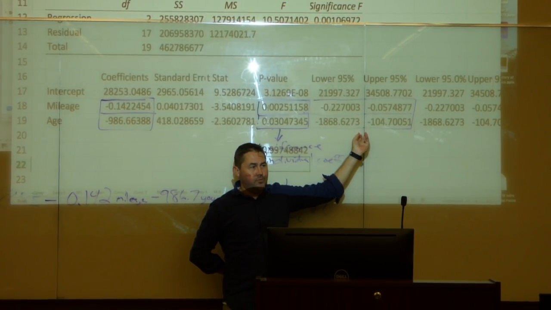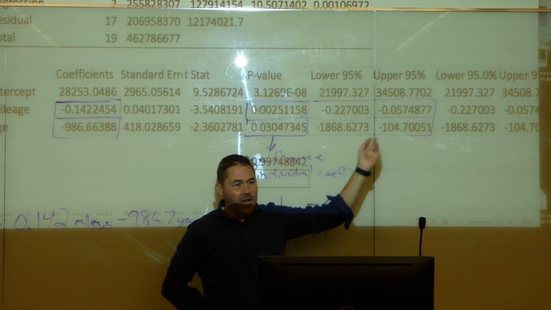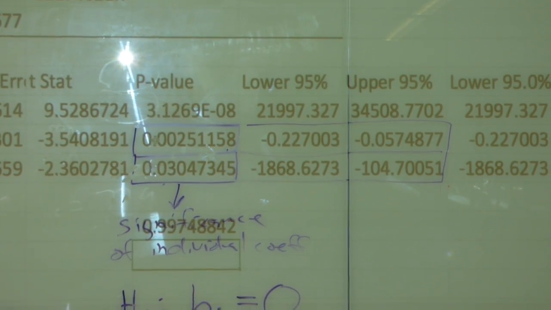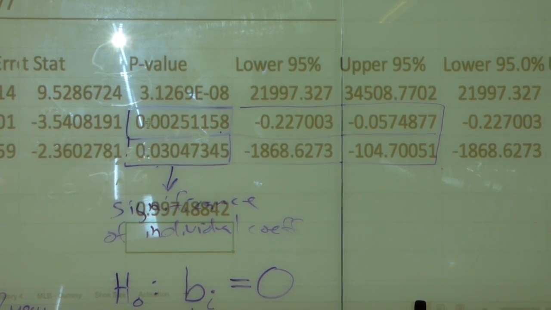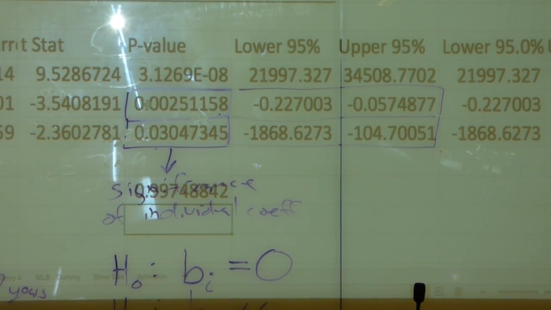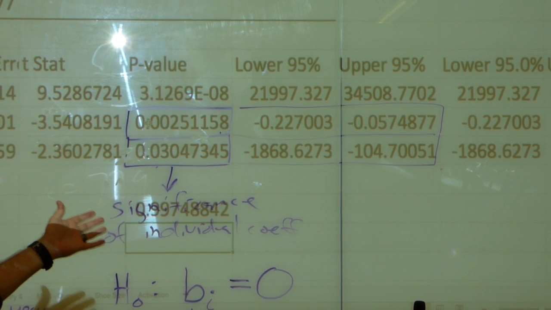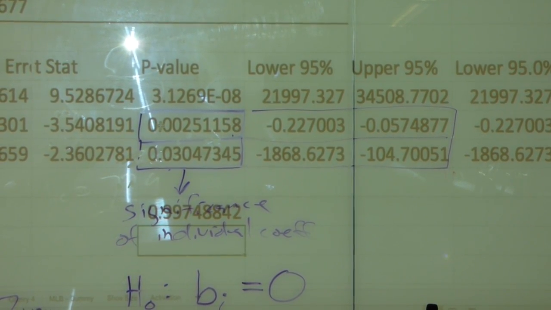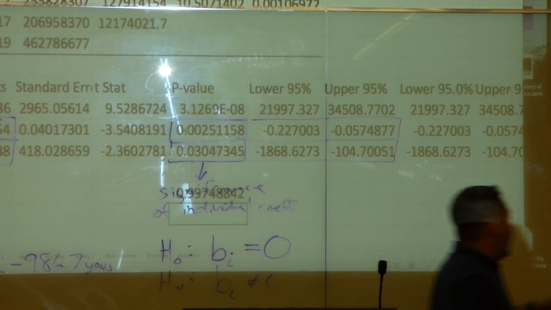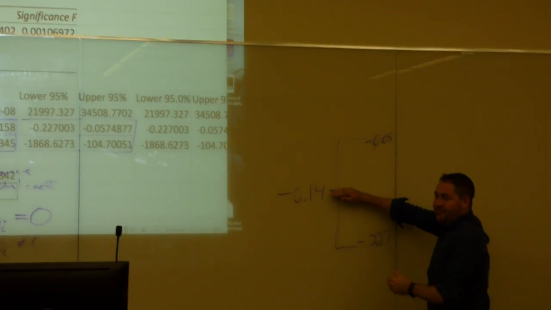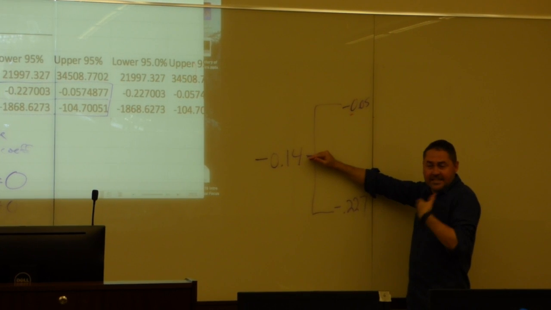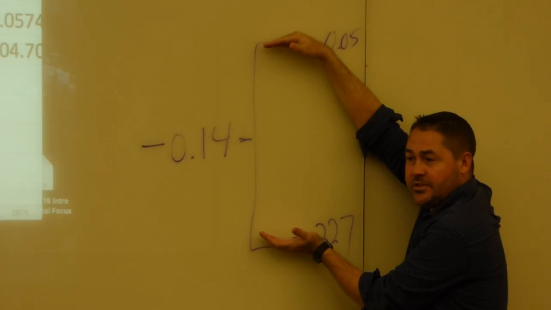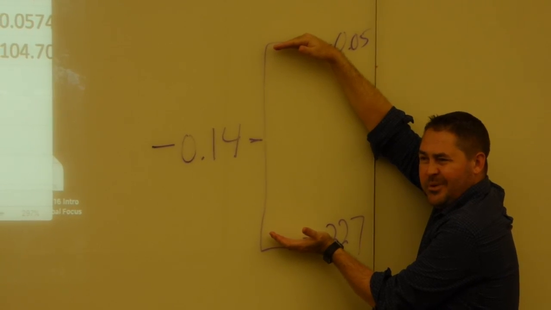Right. On average, 14 cents. But my 95% confidence interval is between 5 cents and 22 cents, or 5.7 cents and 22.7 cents. That's why I put it up here. On average, it will go down by this, but I'm 95% confident, that's the definition of confidence interval, it'll go down between these two values. Does that help out?